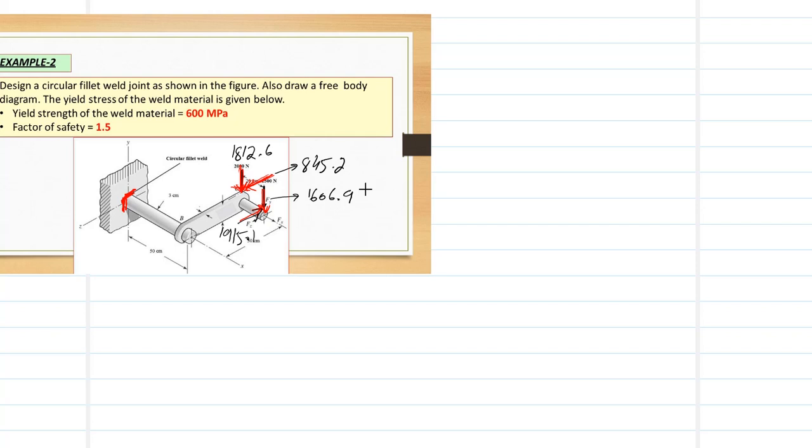Clear? Now, because we have found the centroid, we have to find the stresses for each load, just like a free body diagram. Due to 1812.6, you can call it P1V. Clear? P1V is the vertical force, one force in the vertical direction, downward. So what are the stresses?